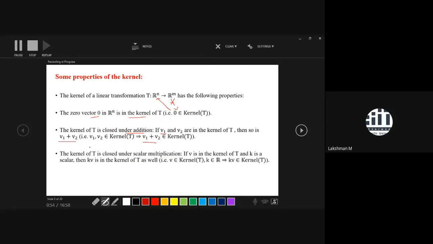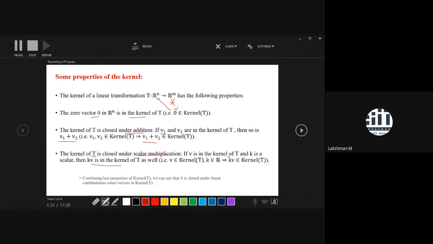Now, if you go further, kernel is also closed with respect to scalar multiplication. That means if you observe a non-zero vector in the kernel, then the kernel will contain the line passing through that vector, that line with V as a direction. It simply says that if you take a non-zero vector V from the kernel of T and multiply with a scalar K, then KV is again in the kernel. So it contains the complete line having direction V.